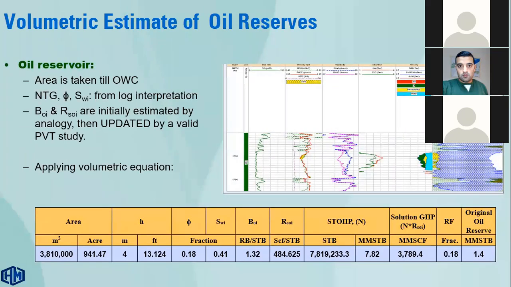This is a field example of the volumetric reserve estimation for an oil reservoir. As you can see, we have this well log and the corresponding petrophysical interpretation.